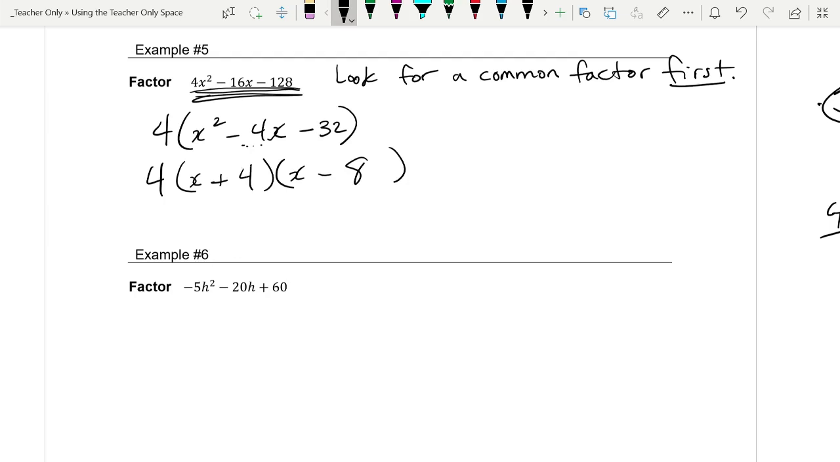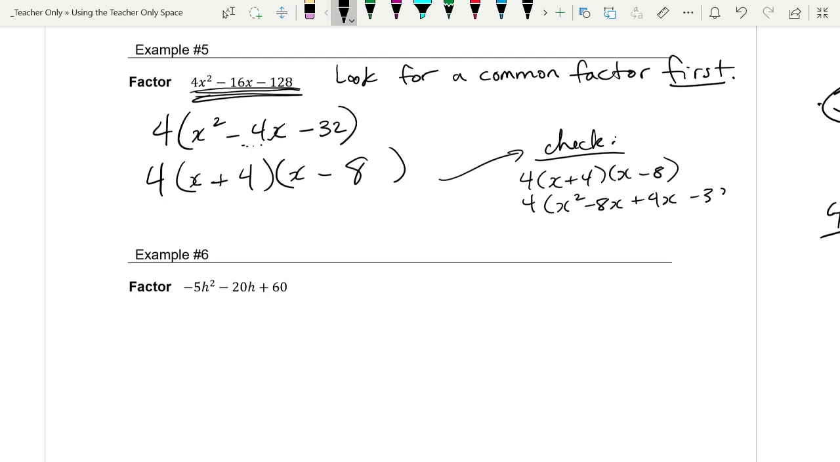And again, if you want to do a check, some of the questions in the textbook will actually ask you to do a check. If you multiply this thing out, first I'll multiply the brackets together. You get x squared minus 8x plus 4x minus 32. Then I'll collect the like terms, and I'll get x squared minus 4x minus 32. And then if I multiply out the 4, distribute the 4 through the bracket, I get 4x squared minus 16x minus 128. Check.